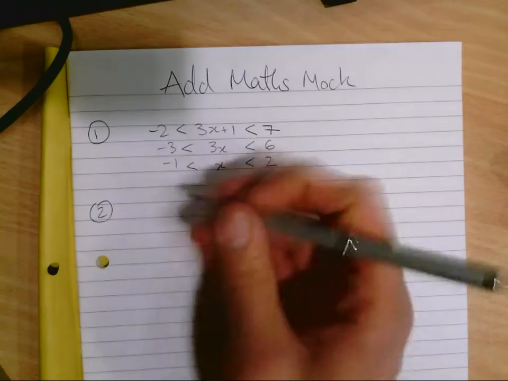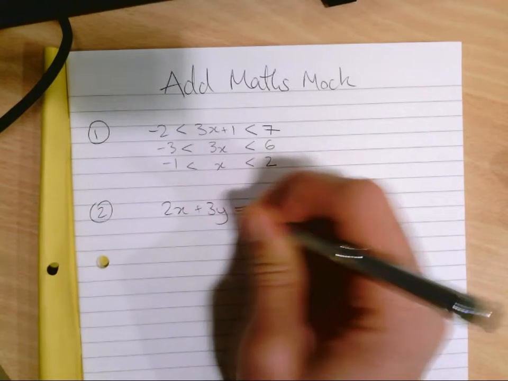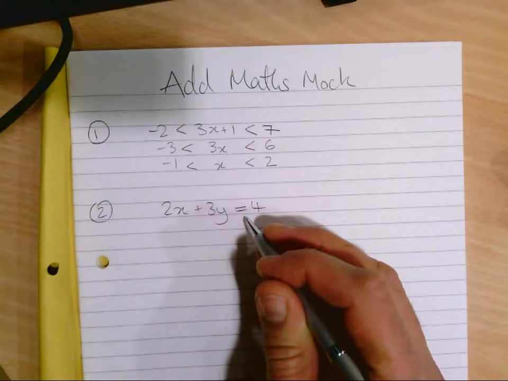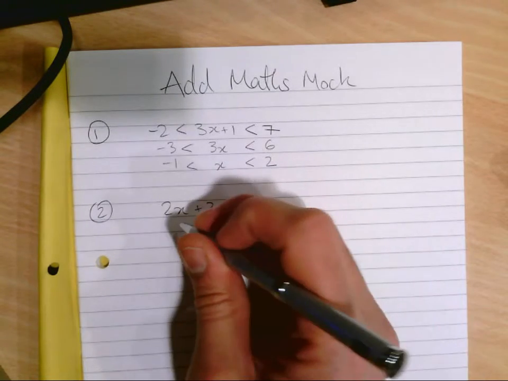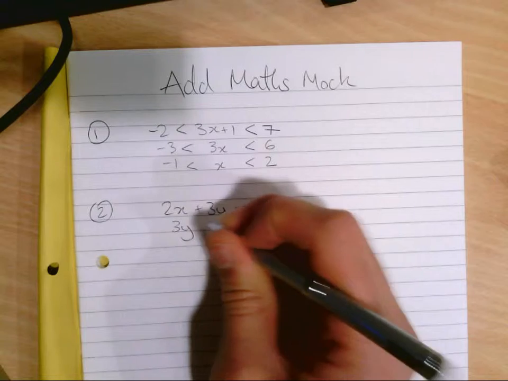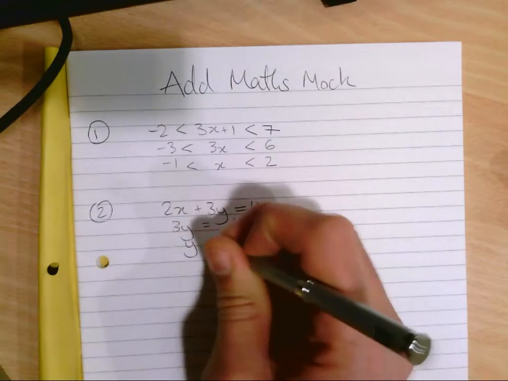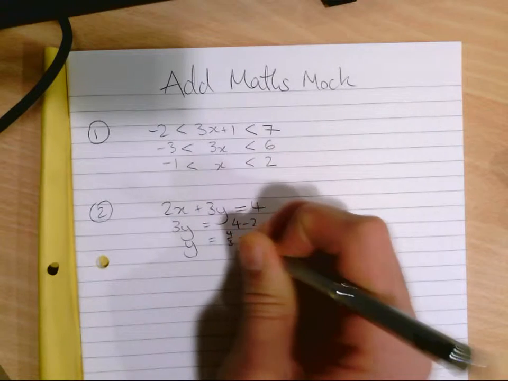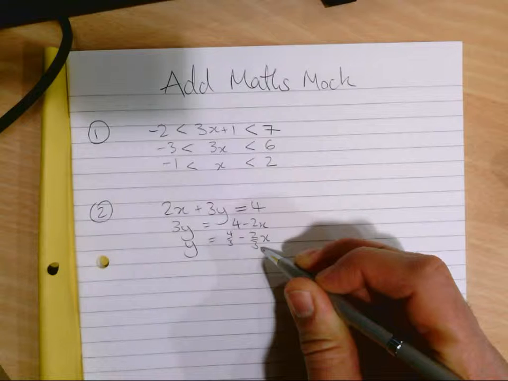The equation of the line which is perpendicular to the line 2x plus 3y equals 4. Now, if you want to find the line that's perpendicular to this one, you need to find out what the gradient of this is. So the easiest way to do that is to make y the subject. If we subtract 2x from both sides, we get 3y equals 4 minus 2x. Divide by 3, we get y equals 4/3 minus 2/3 x. And so the gradient is minus 2/3.